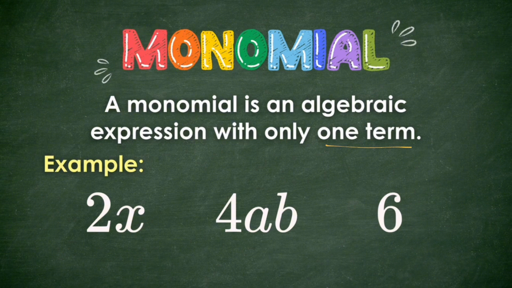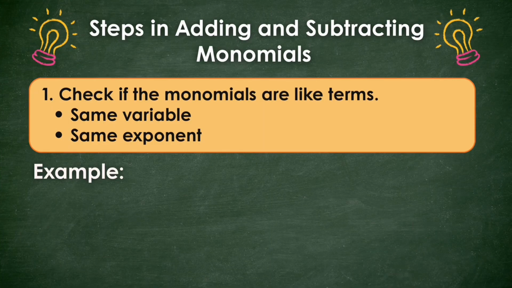Now, before we can add or subtract monomials, we need to follow two important steps. Let's go through them one by one. The very first thing we need to do is to ask ourselves, are these monomials like terms? For two monomials to be like terms, they must have the same variable and the same exponent. Both conditions must be true.